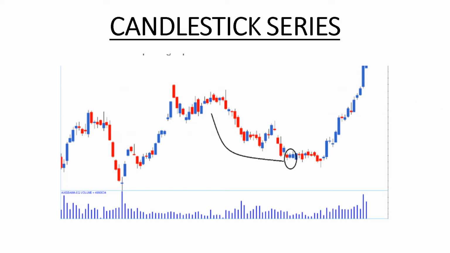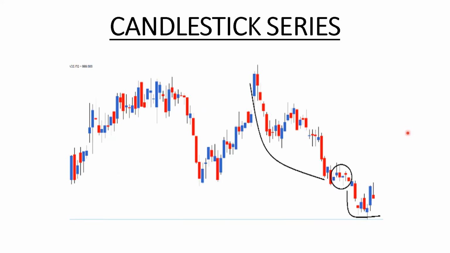Let's take another example. You can see here the market was in a downtrend, and it started making spinning tops here. It took a pause for a while, and then it again continued the downtrend. So as we can see in both the examples, in the first example the market was going down, and then it reversed the complete direction and went up. And in this example we can see that it formed a spinning top, paused for a while, and then continued in the downward direction.